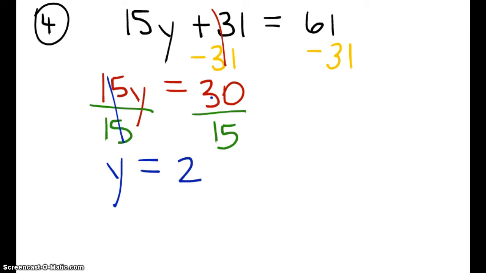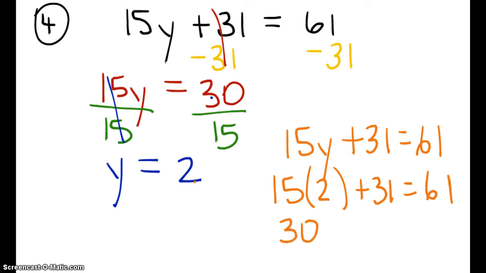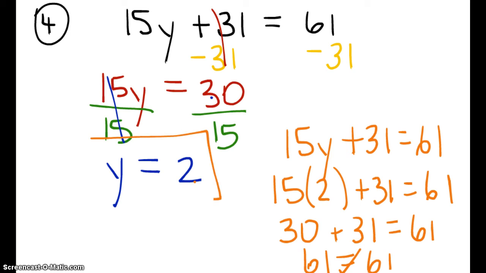So now let's go back and check. So 15y plus 31 is 61. So 15 times 2 plus 31 has the same weight as 61. So 15 times 2 is 30 plus 31 is 61. So 30 and 31 is 61. And that balances out with 61. So yes, this was the correct value for y.